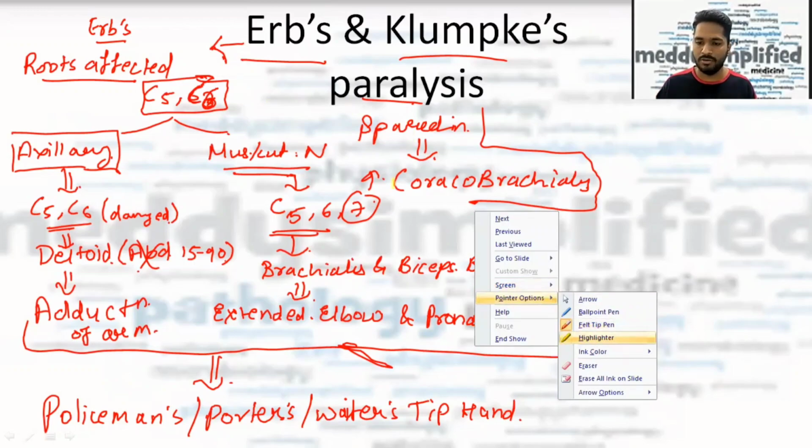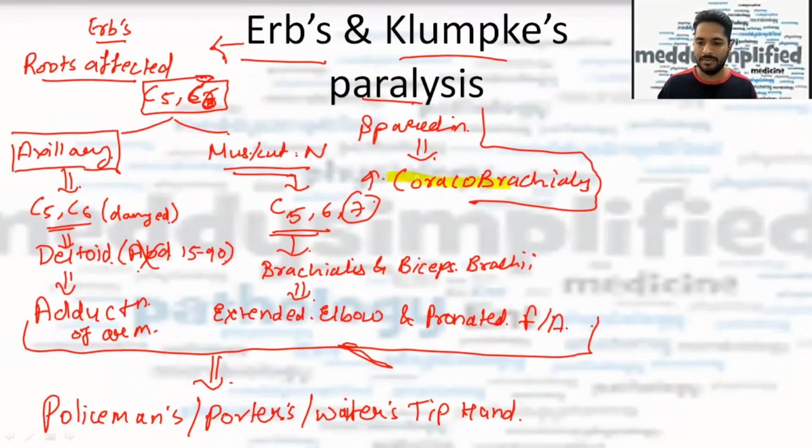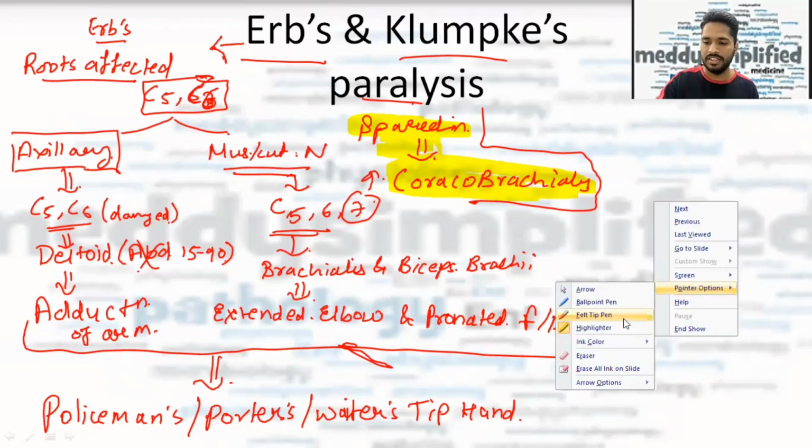And the coracobrachialis is spared. This can be a question: which muscle is spared? That is coracobrachialis, and this gives a typical sign called the policeman's, porter's, or waiter's tip sign, or tip hand. Right. Now going further, we'll talk about Klumpke's paralysis in short, if possible.